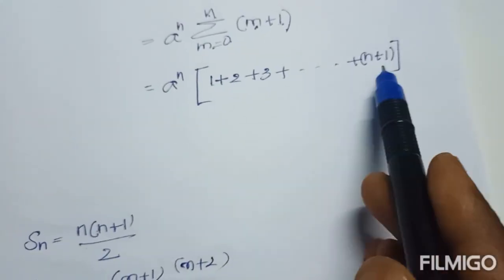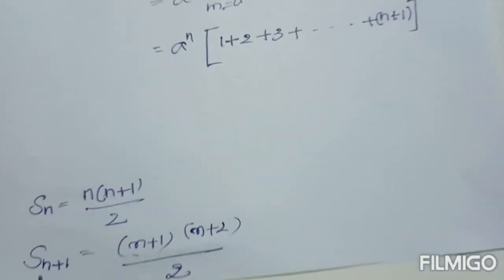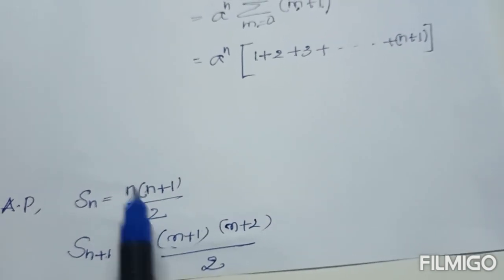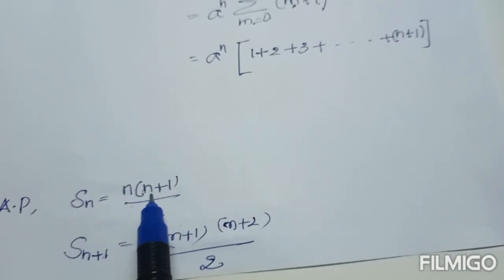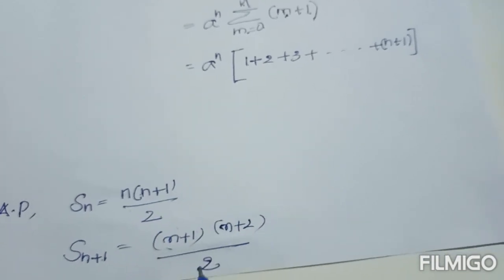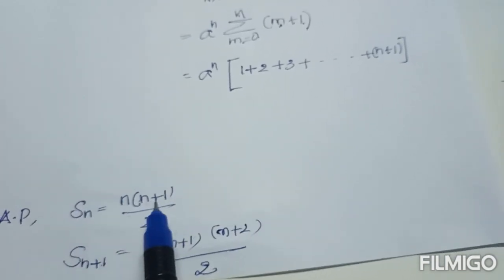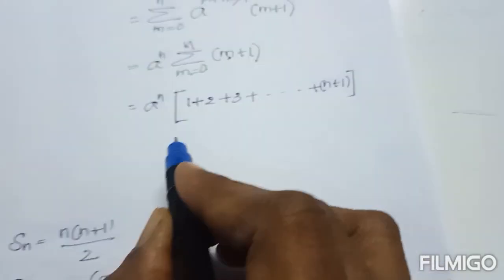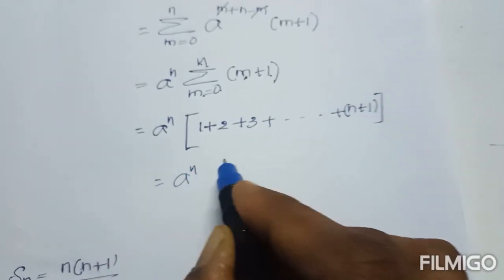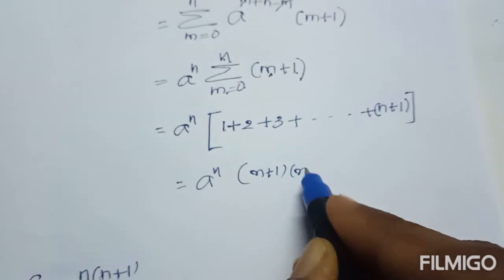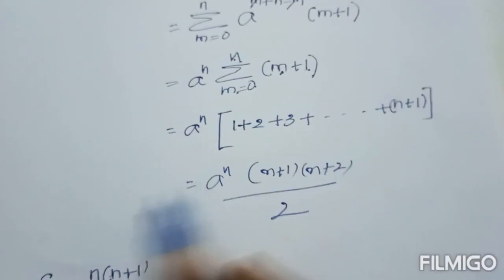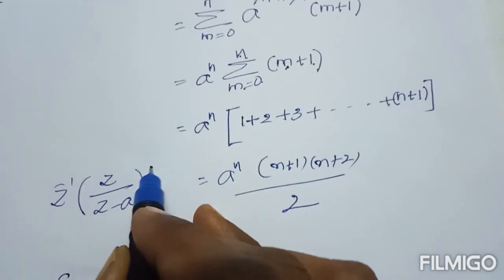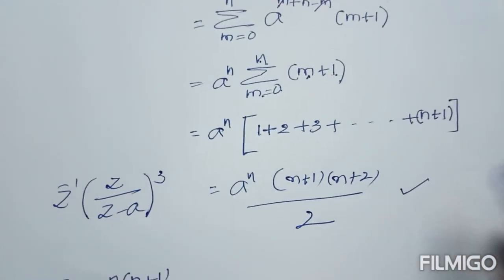But here, how many terms are there? N plus 1 terms. So the sum of the n plus 1 terms equals, in place of n, we have to write n plus 1. Here n is n plus 1, so write n plus 1 in place of n. N plus 1 plus 1 is n plus 2 by 2. So this is the formula for the sum of the n plus 1 terms in arithmetic progression. According to this, a to the power of n into n plus 1 into n plus 2 by 2 is the value of z inverse of z by z minus a whole cube. This is a most important problem.